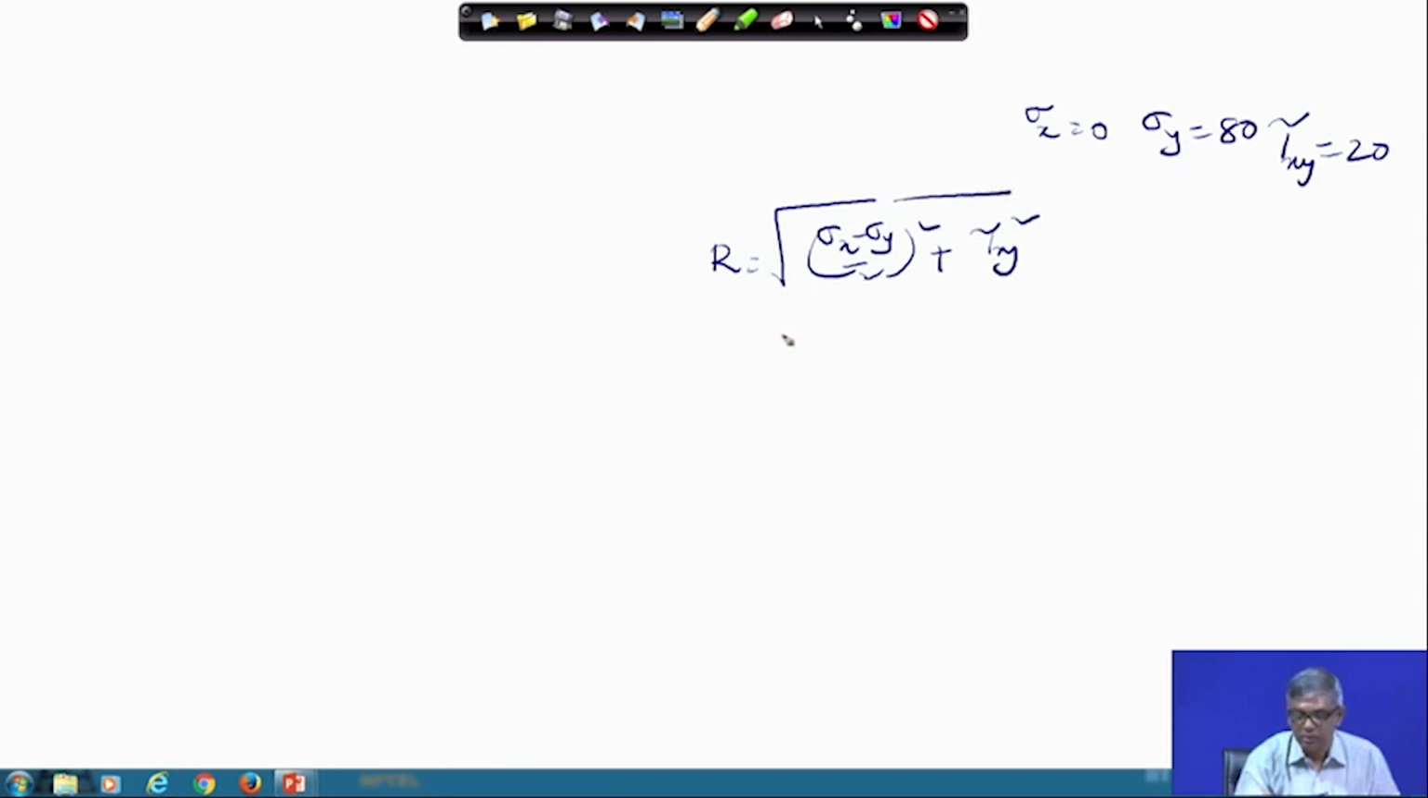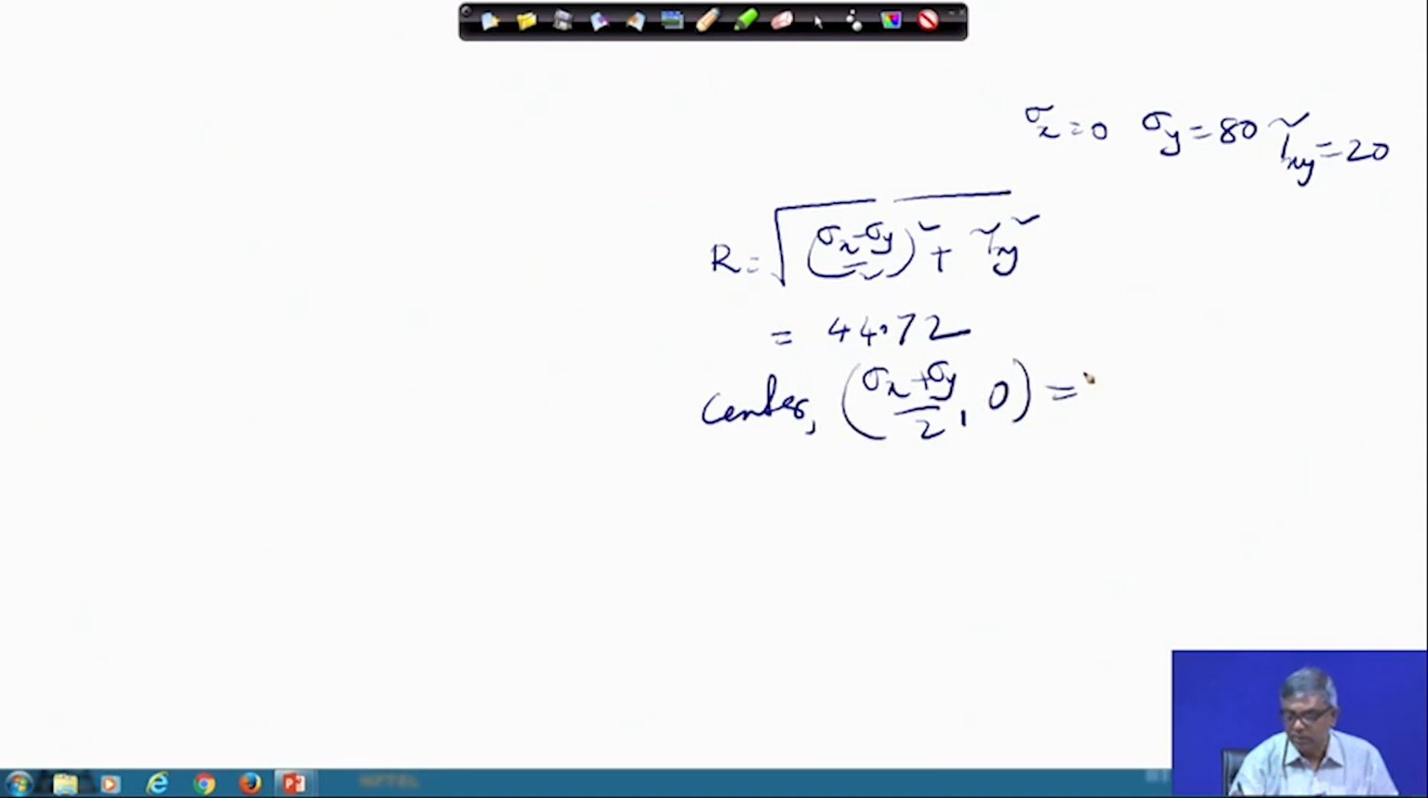So, if I use those values, then r becomes 44.72, and your center C will become (sigma x plus sigma y) by 2 comma 0, that means this will be 80 by 2, that is 40 comma 0. So, this becomes the Mohr circle, and we have got a center and we have got the radius.